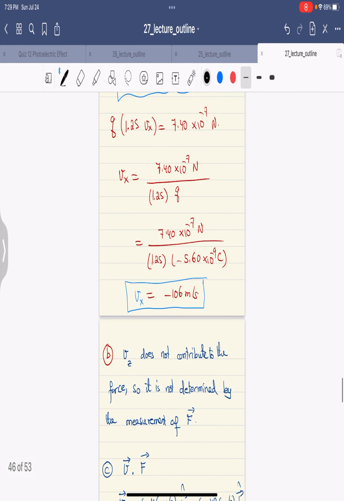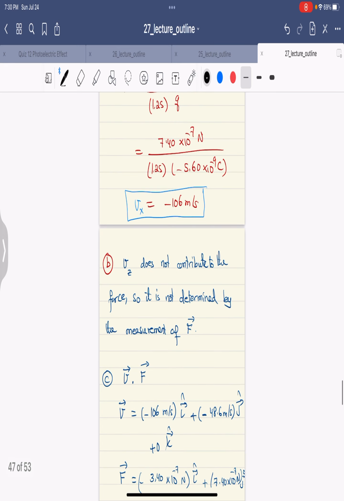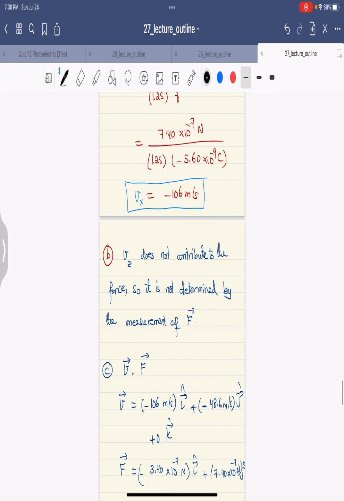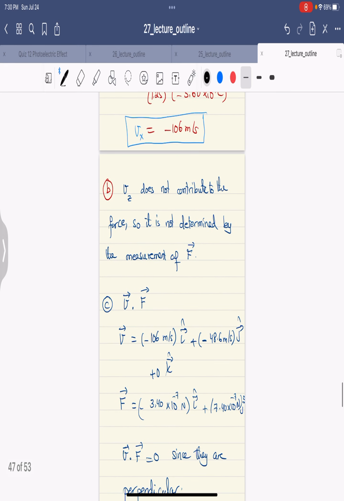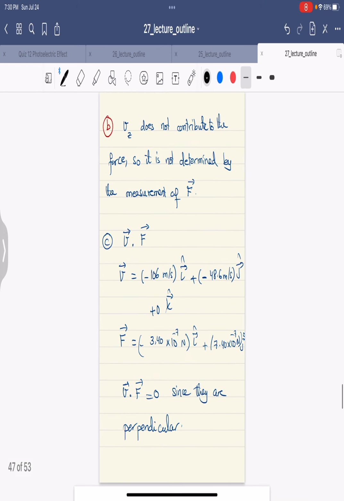Now, here, of course, they are asking about which component will not contribute. Vz does not contribute to the force, so it is not determined by the measurement of F. Finally, they are asking us to do V times F. And if you remember, force is always perpendicular to both V and B. And you can do that, and it should give you a 0.